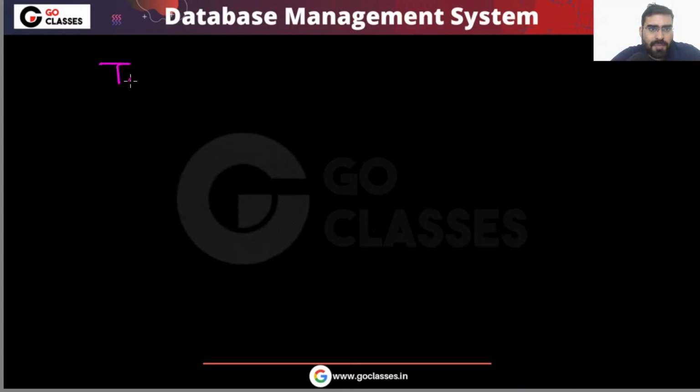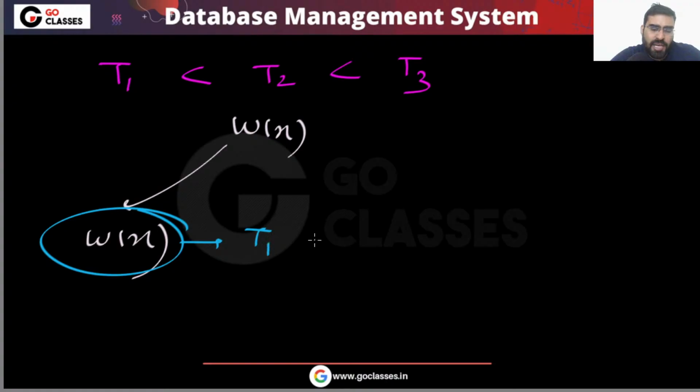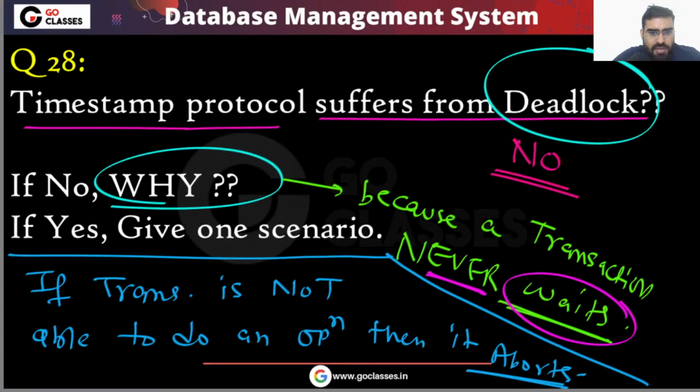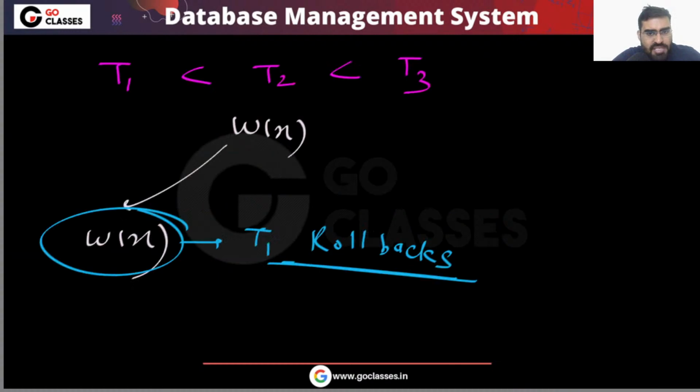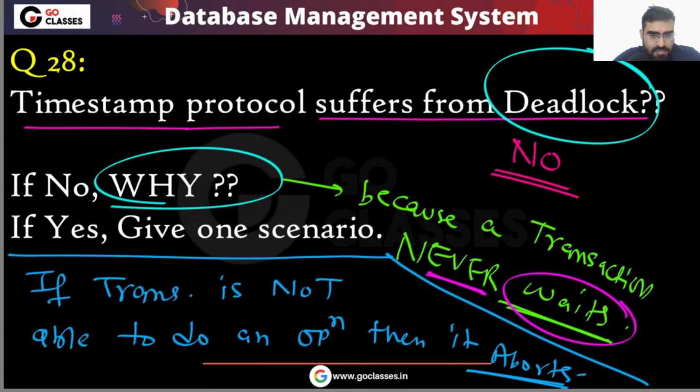Like, if some problem happens, it will roll back. So for example, if this type of problem happens, then immediately T1 rolls back. So T1 will never wait. Here again T1 rolls back. So you can easily see that the transaction will immediately roll back. No transaction ever waits. It will just roll back. So very simple: it does not suffer from deadlock because we never wait.